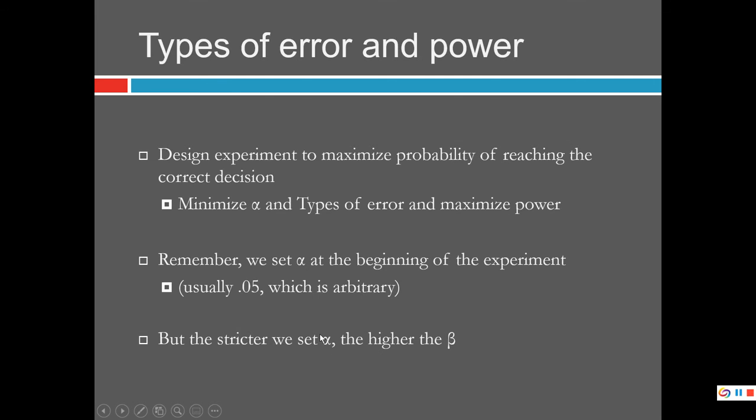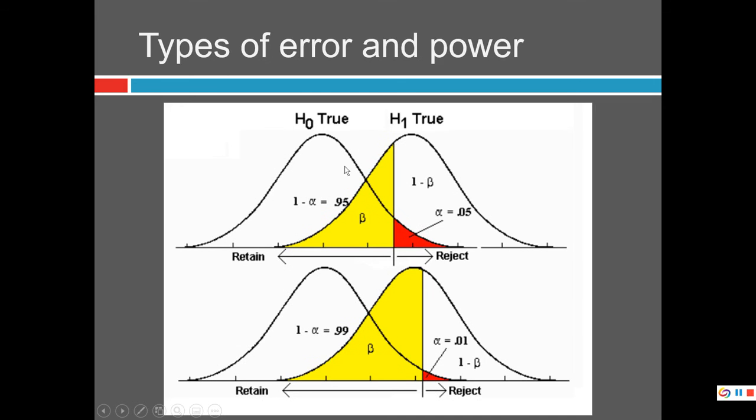But it's also important to remember that the stricter we set alpha, if we make alpha smaller, then the chance of making those type 2 errors is bigger. So these things are kind of linked, and let me show you some distributions that kind of explain why.